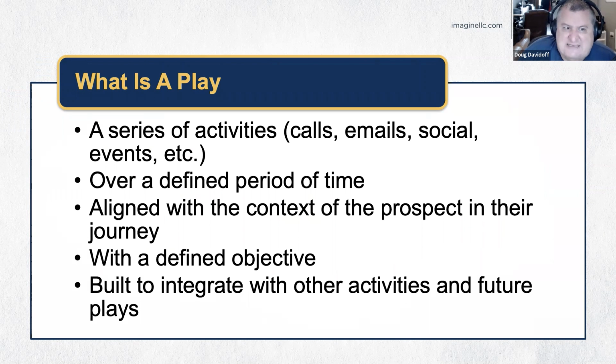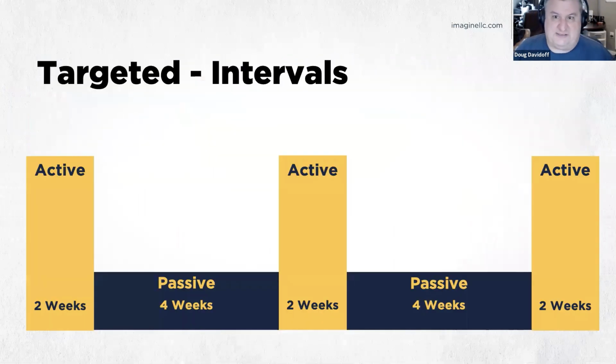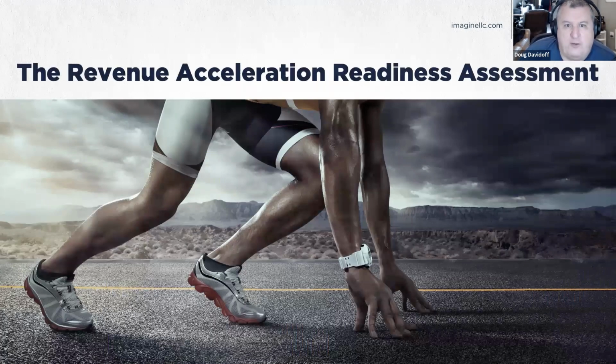A play is a series of activities over a defined period of time that fits in the context of the prospect with a defined objective and integrates with other activities and future plays, right? We're working more of an ongoing process, what I like to think of as an interval process, right? We're going to be working leans, moving to a passive. So this is basically a 1-quarter campaign where we work a set of accounts, move them to a passive level, then re-enroll them in the future. Those are the keys to playing the right game the right way.